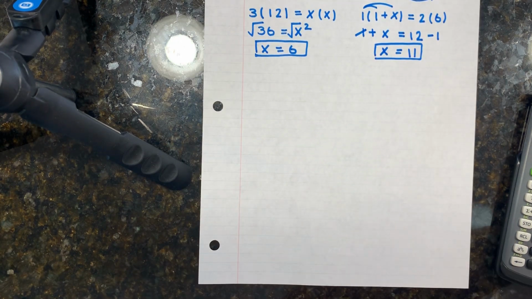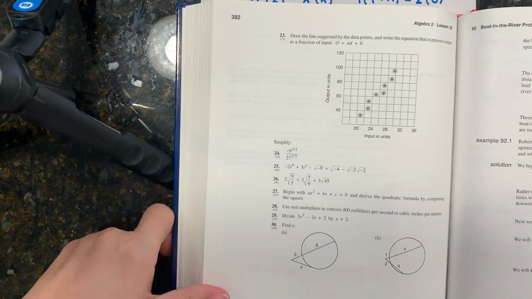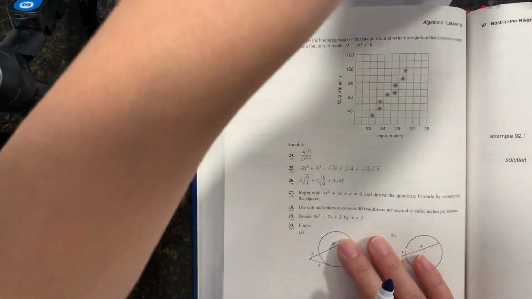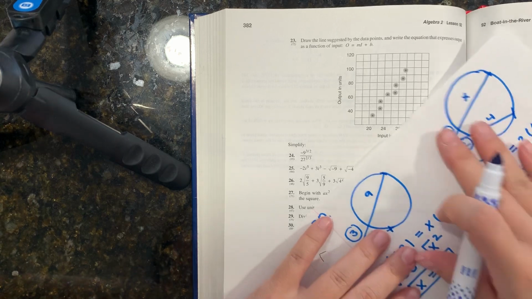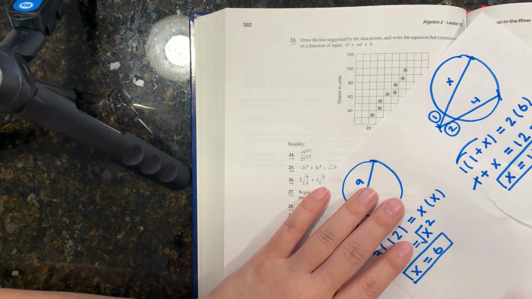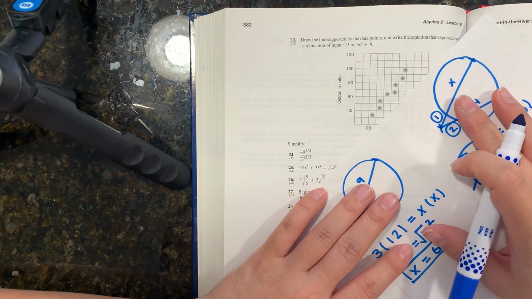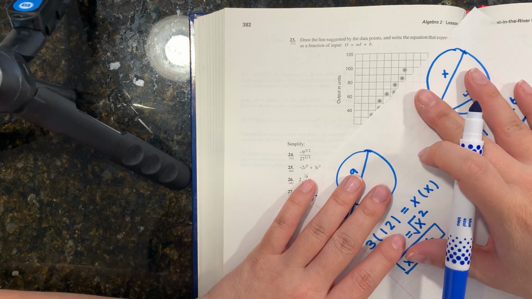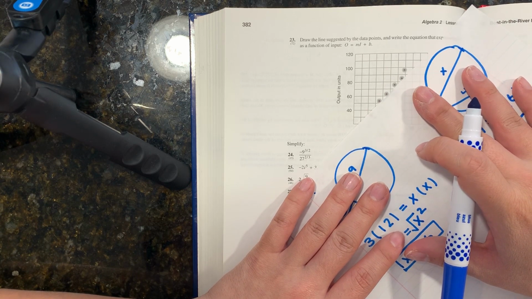Now moving on to number 23. Number 23, we have to look in our book, and what we need to do is find out what the equation of this line is going to be. Now you're going to take your little clear strip ruler piece, and you're going to try to match up as many dots as you possibly can.